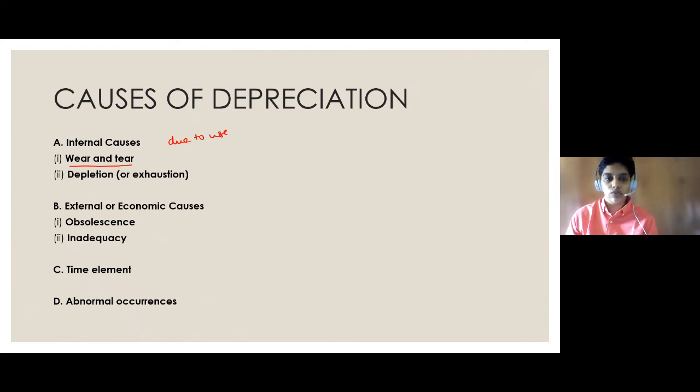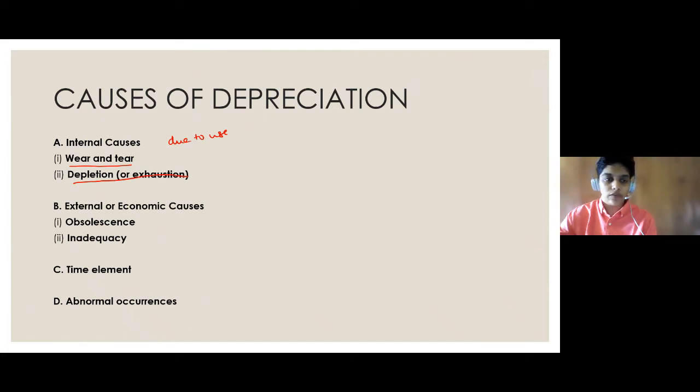In machines, you can observe that due to friction, certain parts get eroded and need to be replaced, or certain parts get damaged. So this wear and tear is one of the internal causes, and the other cause is depletion or exhaustion. That means the utility of the resources keeps on declining because it is being used up by the person.